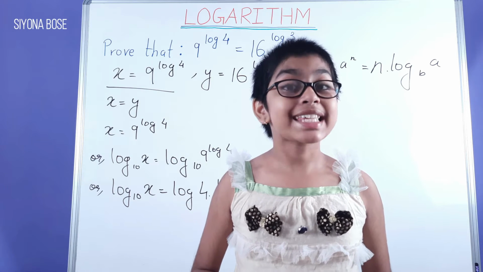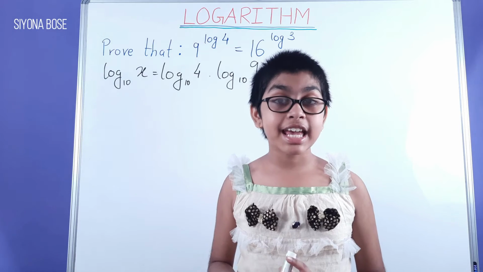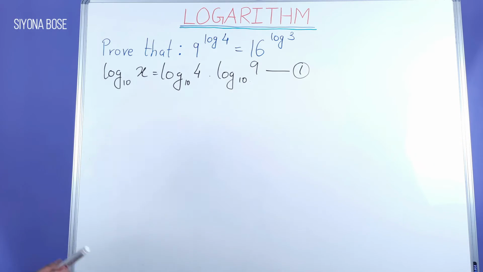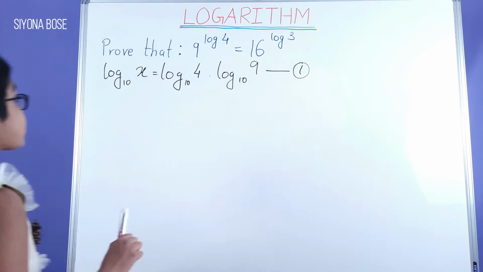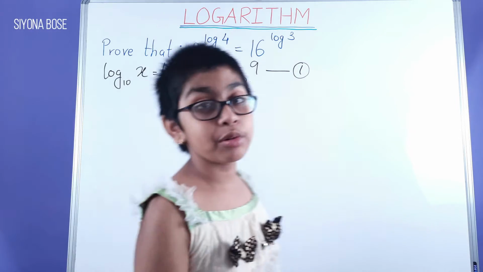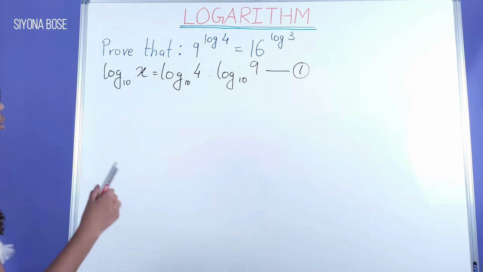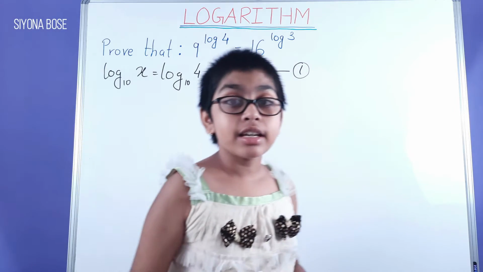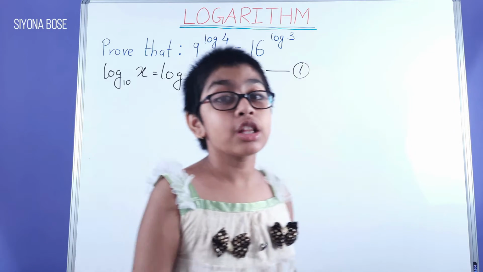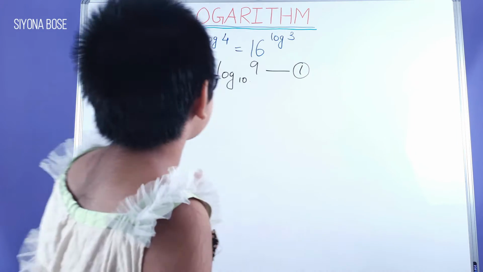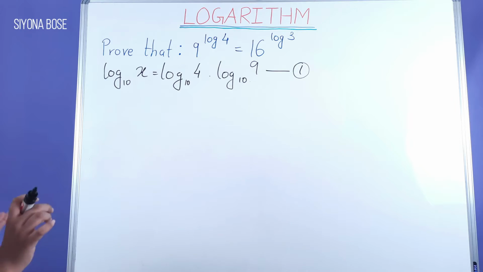Now we will work with the second equation. Let's continue with the sum. Over here, previously we got log x to the base 10 equal to log 4 into log 9 to the base 10. Now, log 4 has no base. I forgot to tell you, but log 4 has no base, which means it's actually log 4 to the base 10. We have marked that as 1.